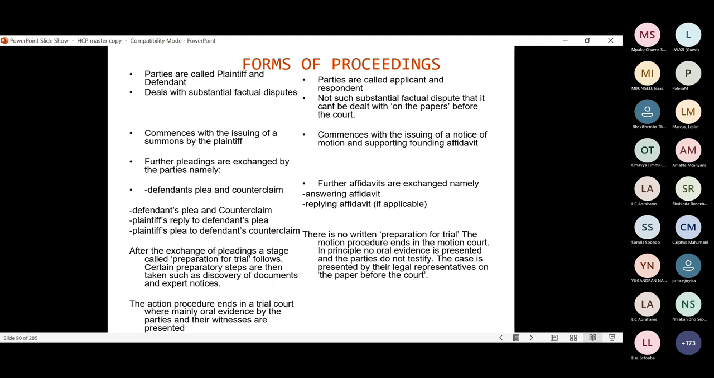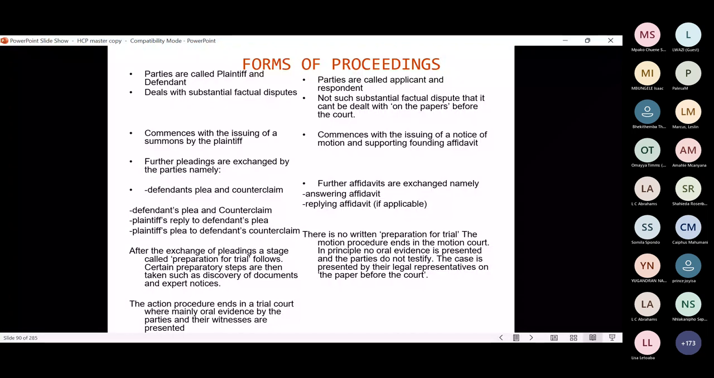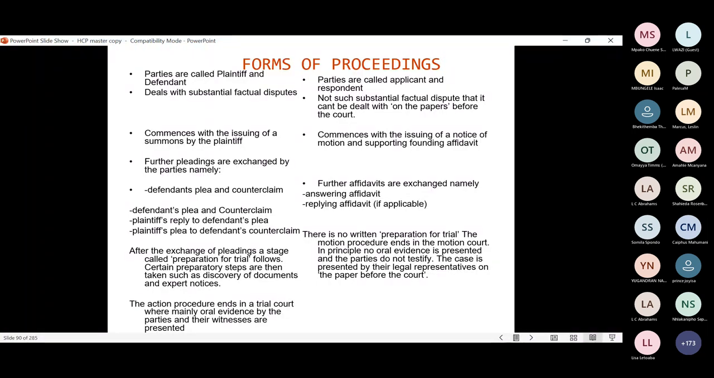I'm a bit confused. When you ask, is there a time limit? Once the summons has been issued in the action procedure, now the case is pending in the court. And you now do what you have to do in terms of the court rules in order to get your matter before the court. So when you ask about time limits, just be more specific. What is it exactly that you're asking?